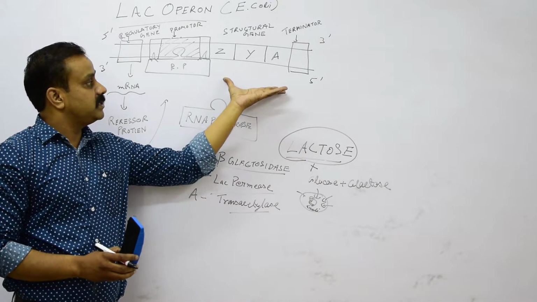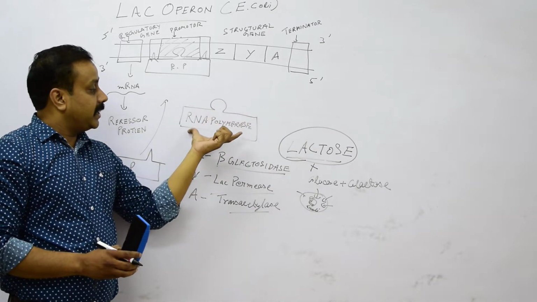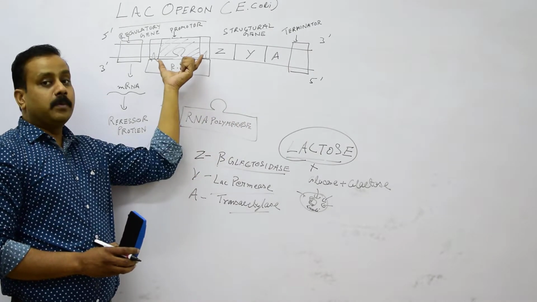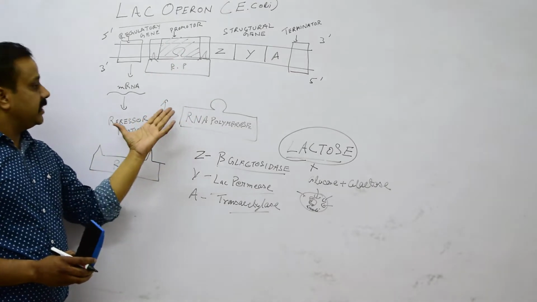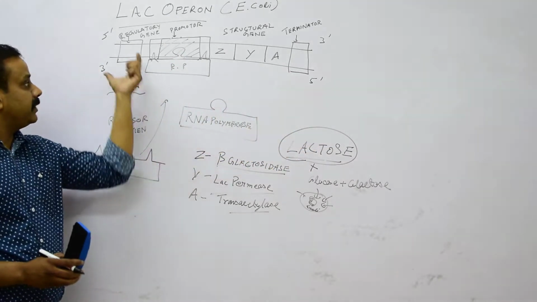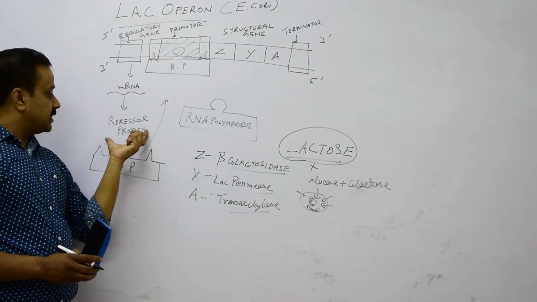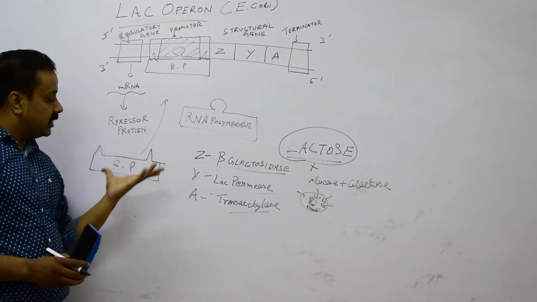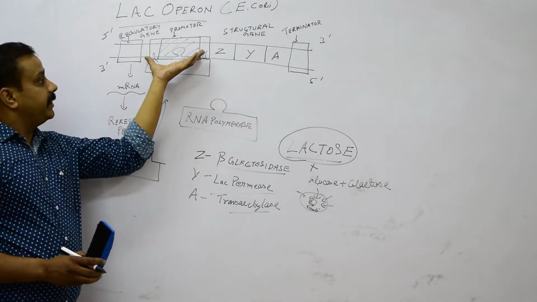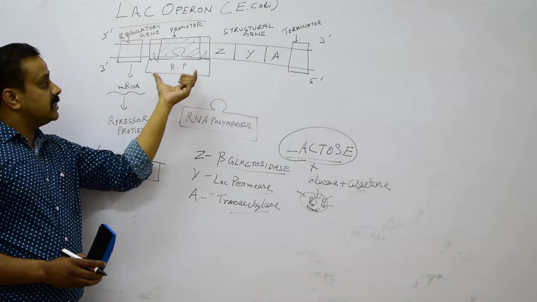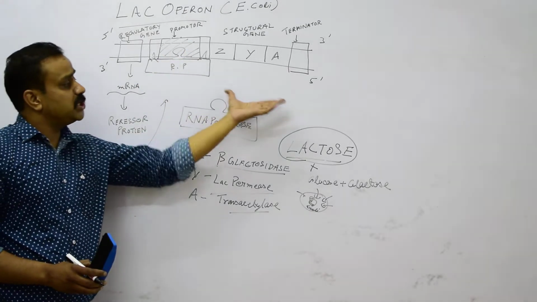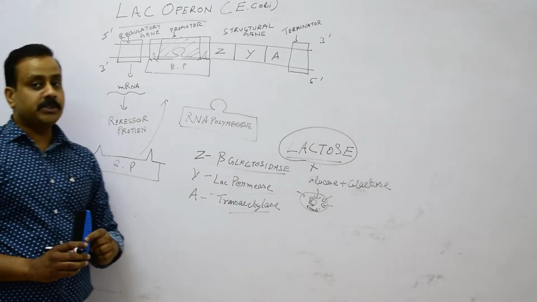So transcription has to be initiated by RNA polymerase. Before initiation, RNA polymerase binds to the promoter site. Since we are discussing when lactose is not there in the surroundings, what will happen? The regulatory gene will synthesize a protein called the repressor protein. This repressor protein will bind onto the operator gene, and because it has blocked the promoter site, RNA polymerase cannot initiate the process of transcription.